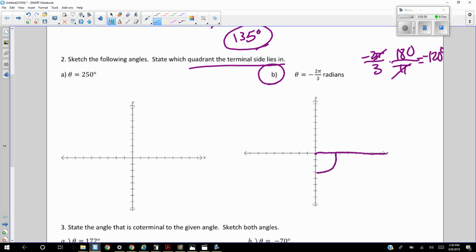Remember, each quadrant is a half a pi, or pi over 2. So 2/3 should just be a little bit more than that first quadrant. Which is exactly where negative 120 degrees would be. So the answer, this is not quadrant 4, this is quadrant number 3, because it wants to know what quadrant that terminal side lies in.